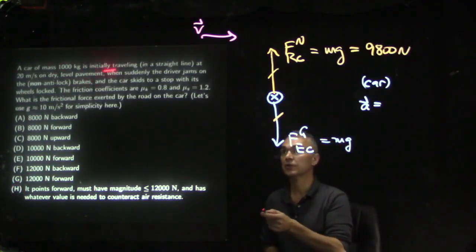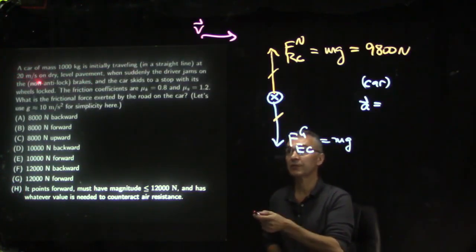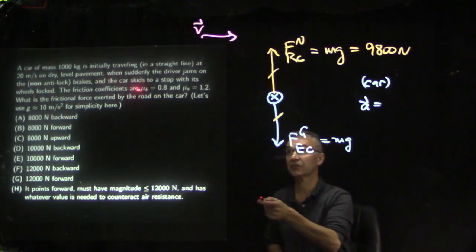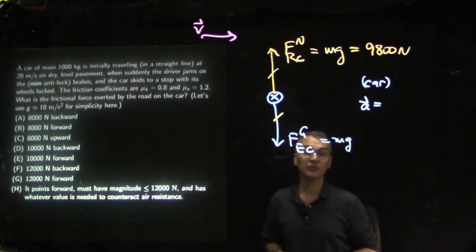Continuing the same scenario, but now the car starts out going at 20 meters per second on dry level pavement. Suddenly the driver jams on the brakes, and they are not anti-lock brakes, and the car skids to a stop with its wheels locked. You can imagine the screeching sound. So what kind of friction is that?